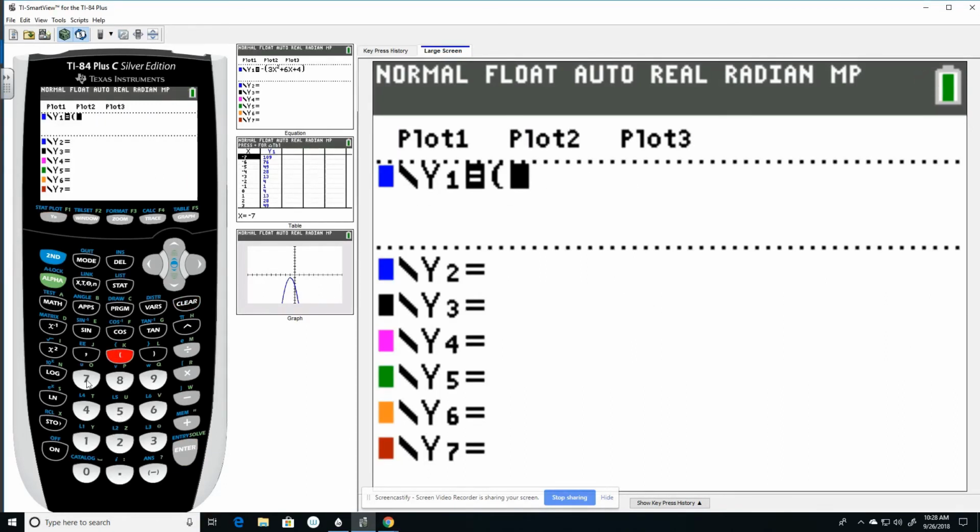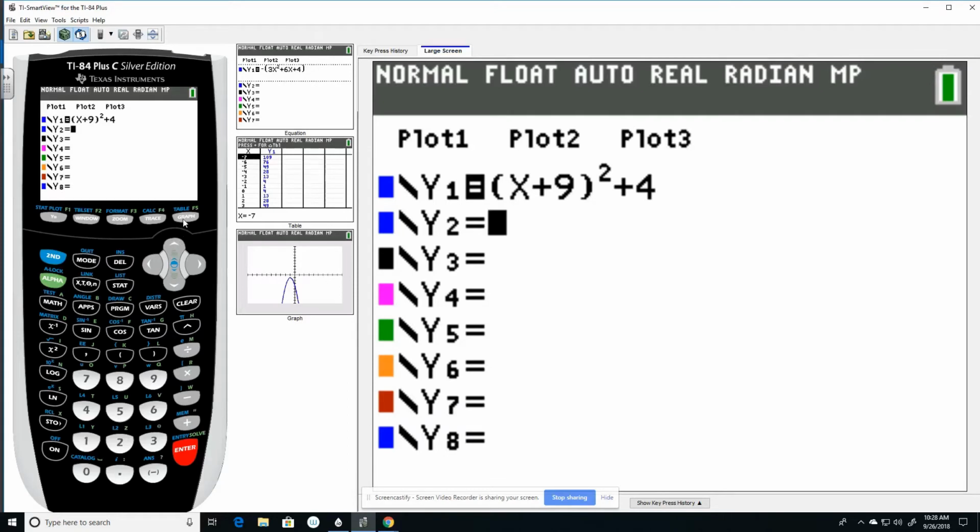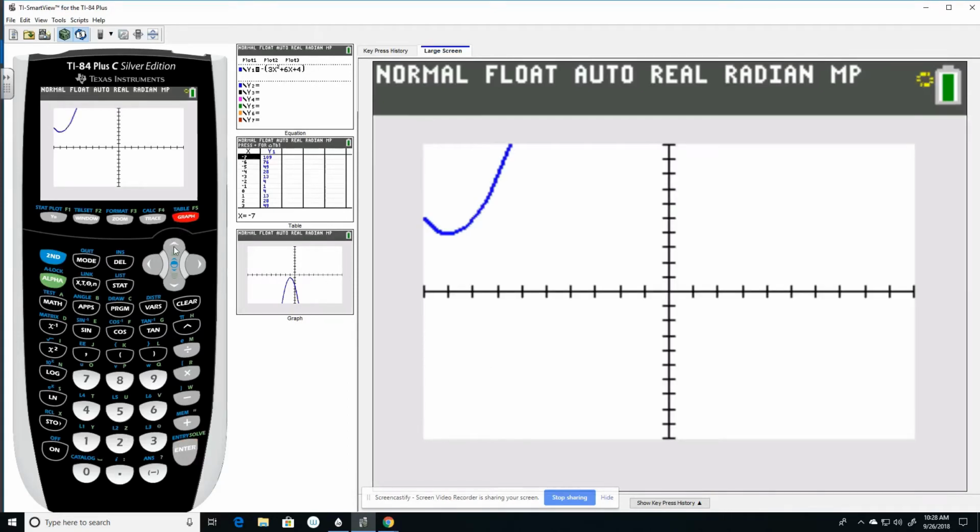In parentheses, I have x plus 9 being squared. And then I have to add 4. So let's go ahead and graph and see what that looks like. Oh, it's clear over here on the left a little bit. But if I trace it, maybe I can trace it without changing my screen. If I trace this, if I can get it over there. Come on, trace, come over here.